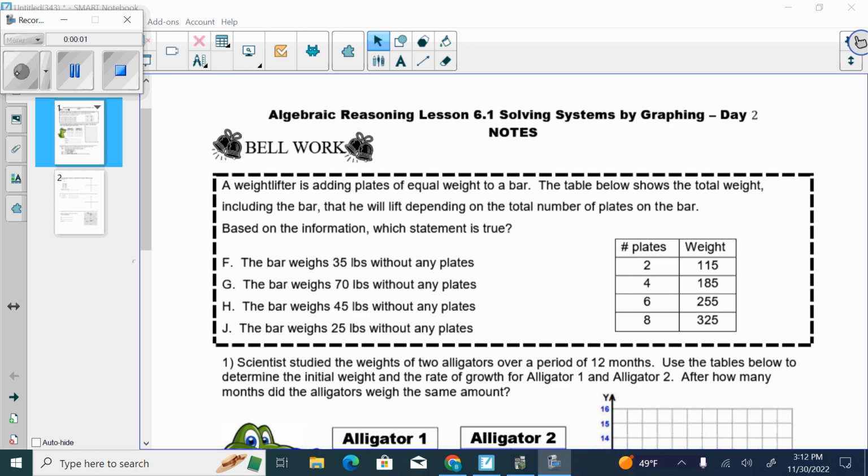A weightlifter is adding plates of equal weight to a bar. The table below shows the total weight, including the bar, that he will lift depending on the total number of plates on the bar. Based on this information, which statement is true?